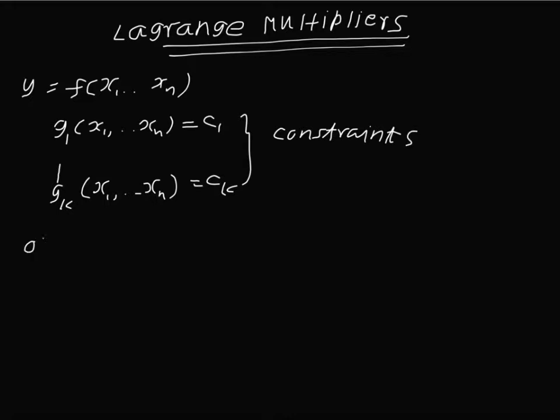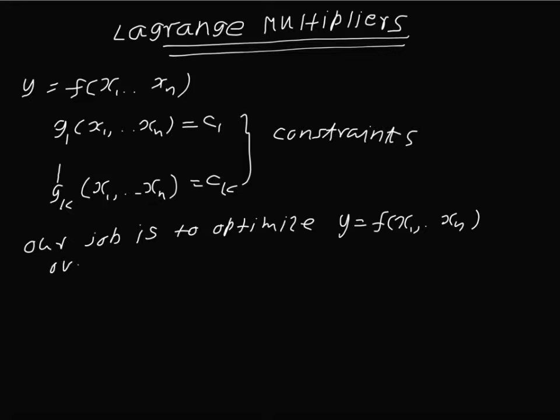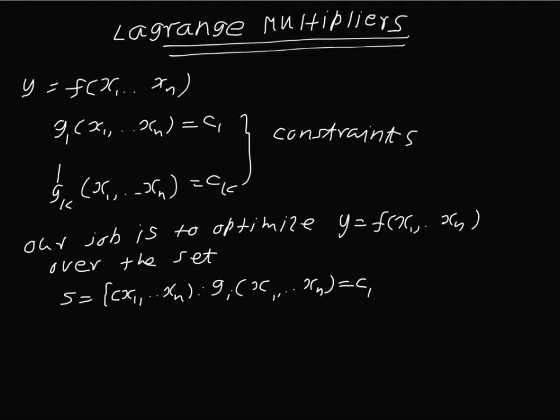Our job is to optimize the function y equals f(x1, ..., xn) over the set S. We can define S as the set of elements x1 to xn that satisfy these constraints, gi equals ci, for all i equal 1 to k.